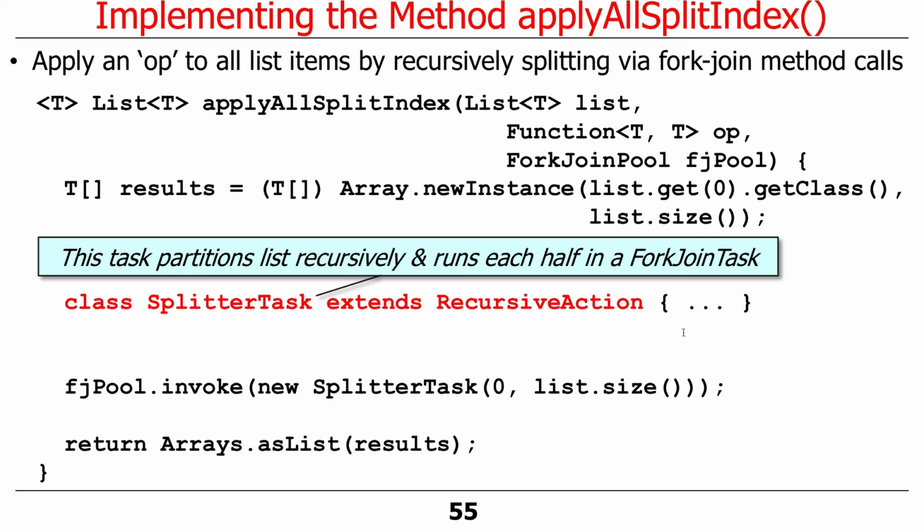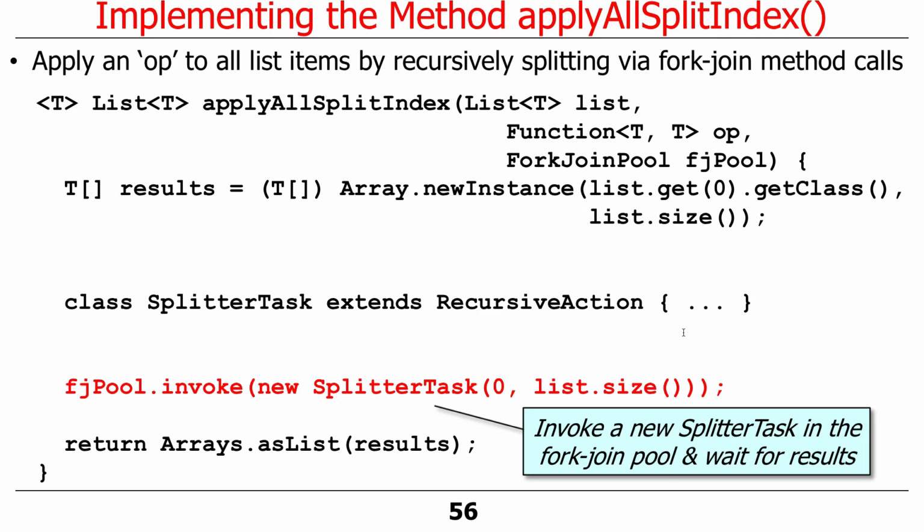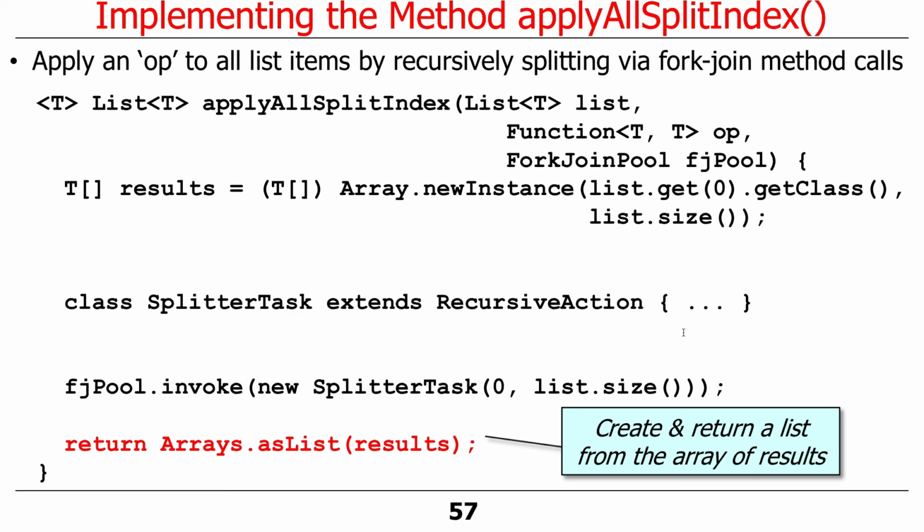Splitter task extends recursive action, and it'll run each half in a fork join task. And then we go ahead and invoke the fork join pool on a splitter task that's going to split the entire list from 0 to the end. So from the beginning location of the list to the end of the list. And it's going to wait for the results. And then what we get back here is an array of results, which is what this thing's going to be putting its results into. And then we're going to convert that array of results into a list and return this as a list of results. Yes, it's somewhat convoluted.